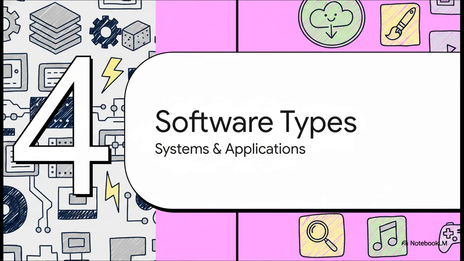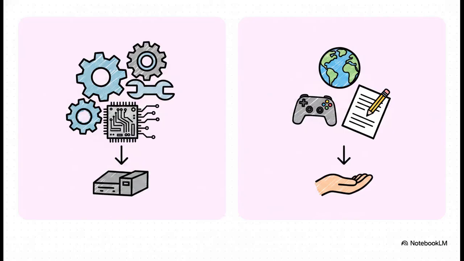Section 4. Systems and Applications. Let's look at how this digital mind organizes itself to serve you. Because here's the thing. The digital mind isn't just one big messy blob of code.